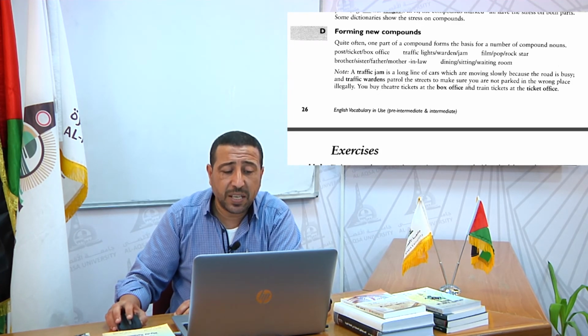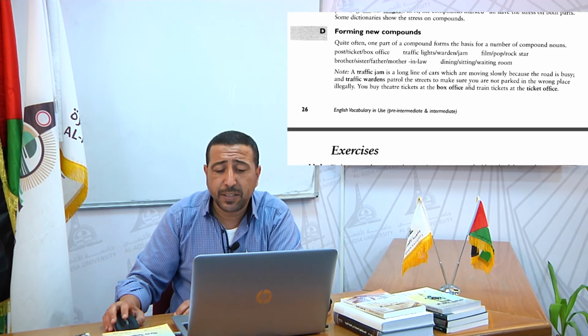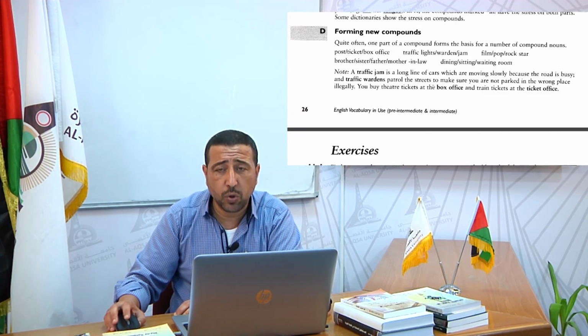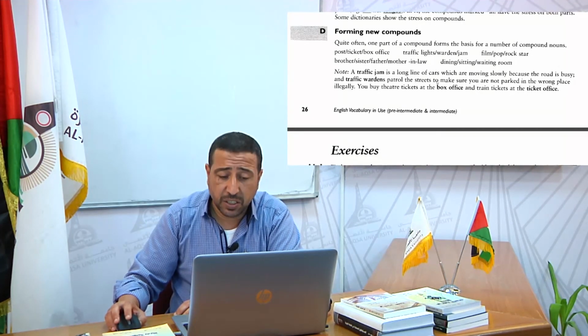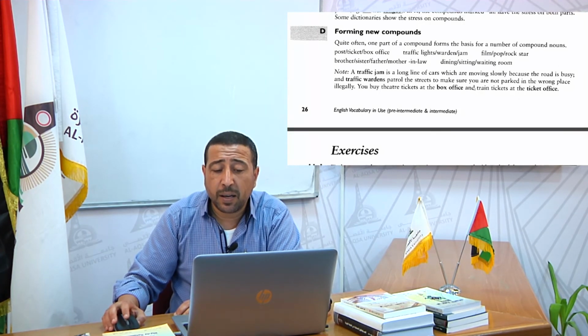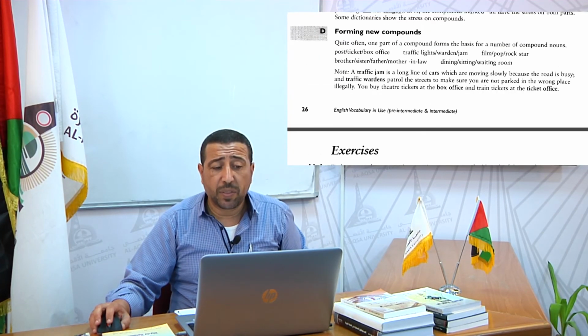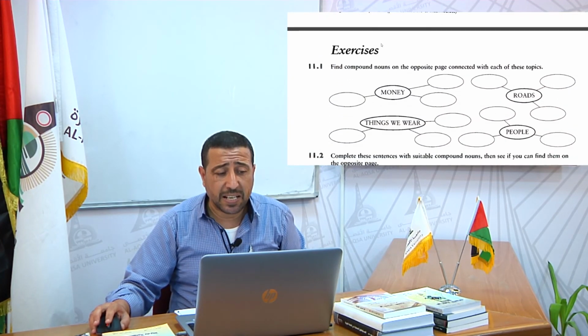You buy theater tickets at the box office and the train tickets at the ticket office. Here also we have a difference in meaning between the two. It is box office and ticket office. At the box office, we can buy theater tickets; at the ticket office we can buy train tickets. Okay, so we are done with this unit. Let's move to the exercises.